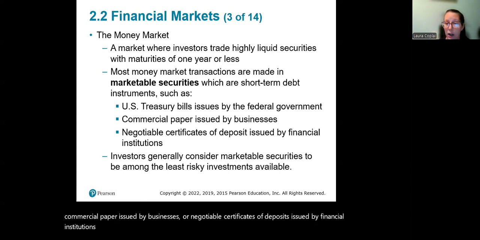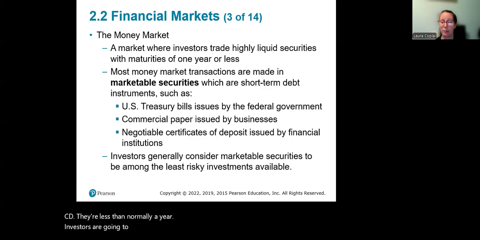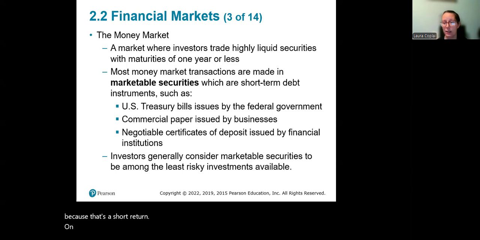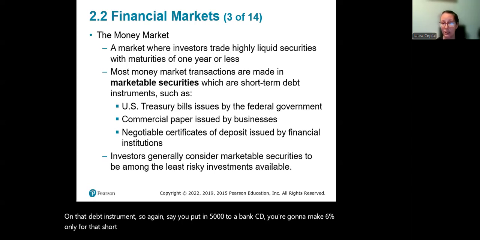Those are your bank CDs. Usually they're like a 6-month CD or a 9-month CD. They're normally less than a year. Investors are going to consider those marketable securities to be among the least risky available because that's a short return on that debt instrument. So again, say you put in 5,000 to a bank CD, you're going to make 6% only for that short period of time, which is not going to be a lot of money if you would have held it throughout the entire longer type of long-term debt instrument.